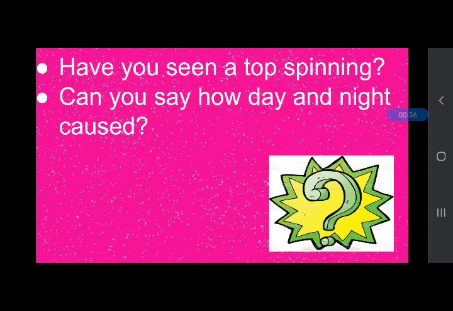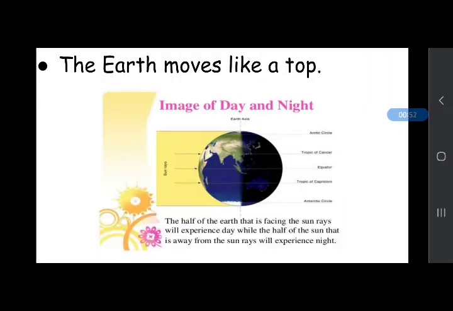Now answer this question. Have you seen a top spinning? You can answer to your partner. Can you say how day and night are caused? So the earth moves like a top. The part of the earth that faces the sun has day and the other part facing away from the sun has night. Like this.